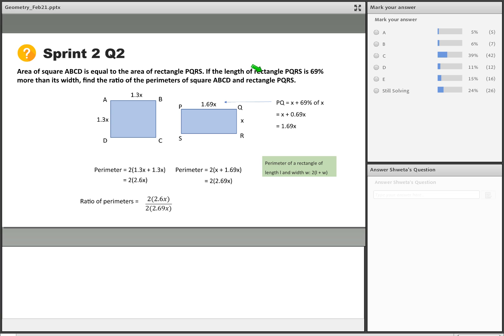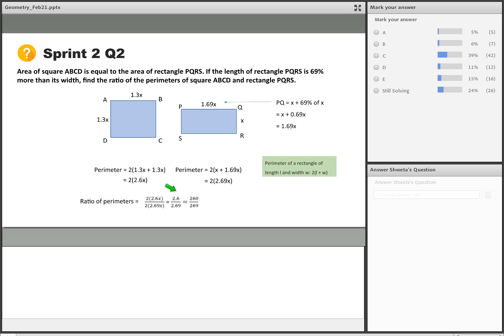So it's square and then the rectangle. That means this thing comes in the numerator and this thing comes in the denominator. The square comes first. Now, if you simplify this, you will be able to cancel out the 2's to get 2.6 and 2.69. Of course, you also cancel out the x's.